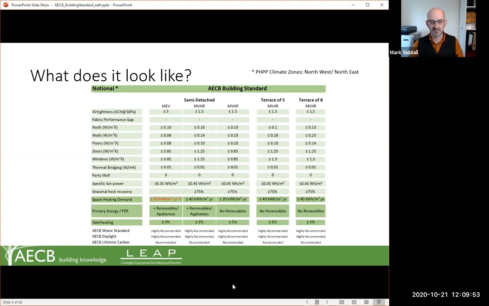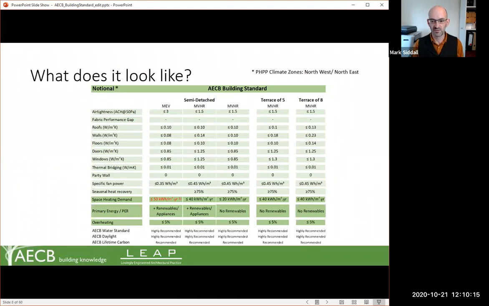In all those circumstances, the overheating was less than 5%, and that was achieved by applying the AECB daylight standard in terms of getting the window proportions sized appropriately, so we've not got too much in terms of solar gains, and also by using the water standard to address issues associated with primary energy and heat losses from those services.